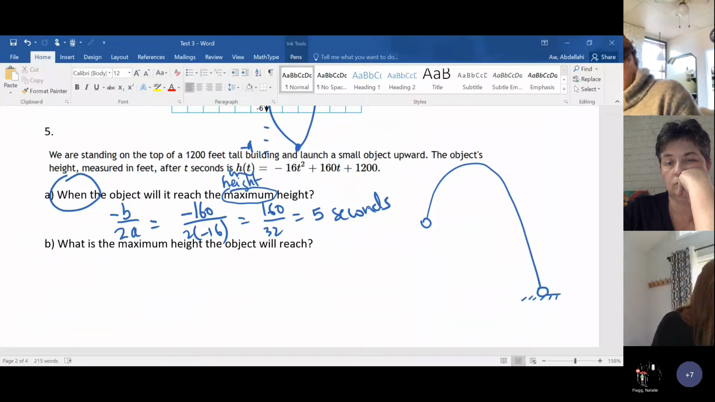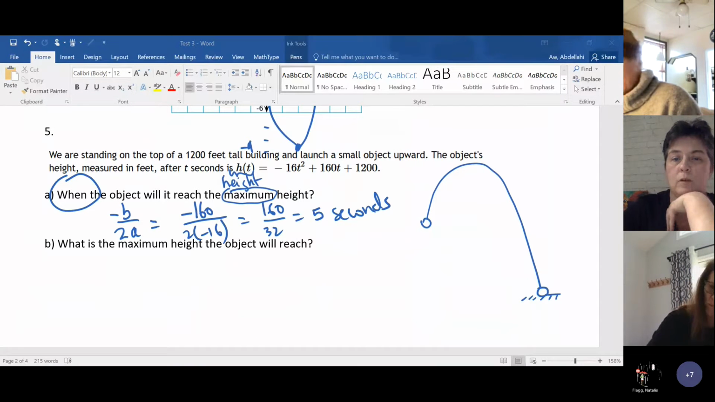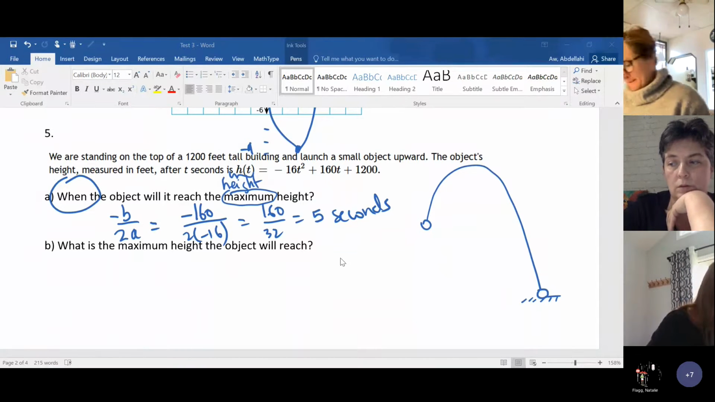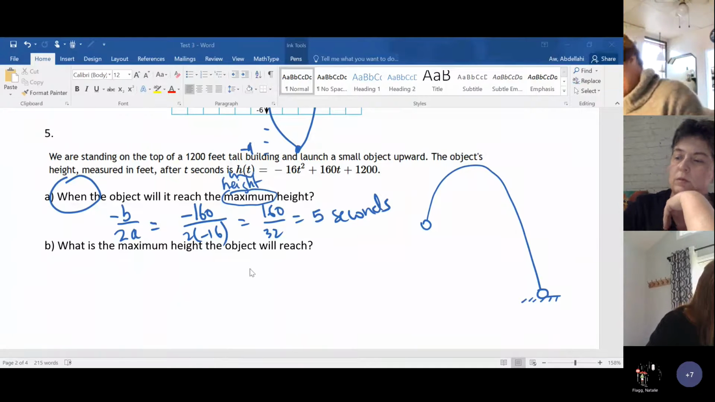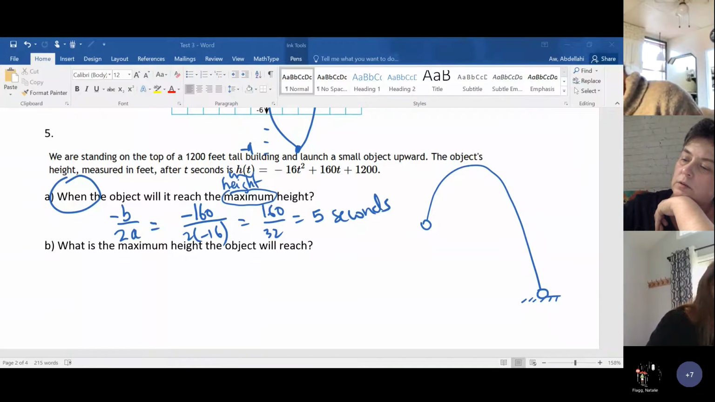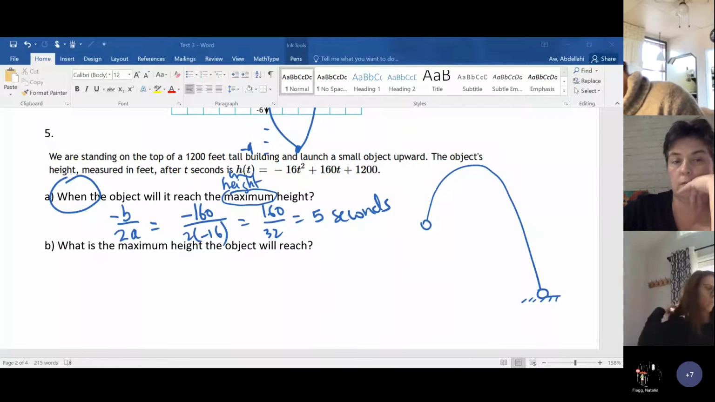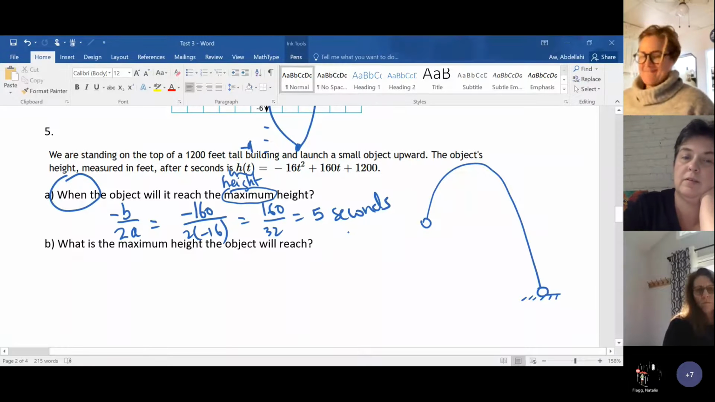All right. What is the maximum height? Now the answer is the second number of the vertex. When you say what is the maximum height, you know how to find the second number of the vertex. What are you going to do? Plug it in. Yes, plug it in.